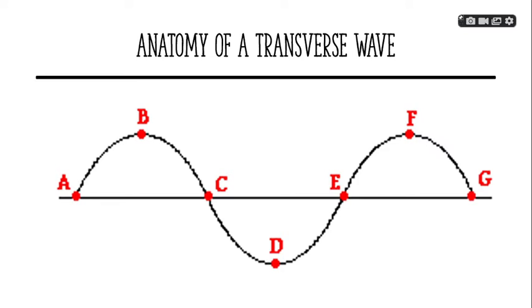From this rest position to points B, D, and F are the amplitudes of the waves. Amplitudes are defined as the highest or maximum point of vibrational displacement from the center line. It could be the crest or the trough.